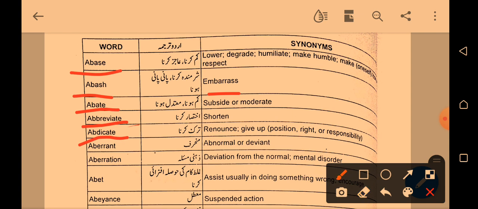Another word we have is aberration. Aberration means a problem related to the brain, we can say a neural problem, we call aberration. A deviation from the normal, or mental disorder. In that condition we call aberration. For example, an aberration problem during the pandemic, that is a complex problem. In that condition you can use aberration.